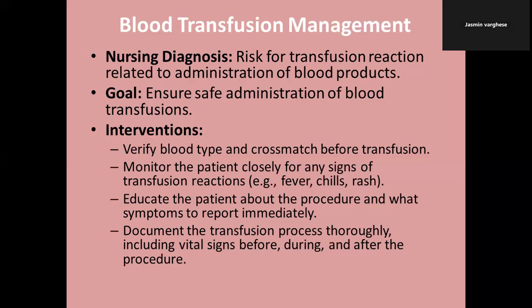Okay, so the nursing diagnosis is risk for transfusion reaction related to administration of blood products. Goal: ensure safe administration of blood transfusion. Intervention: verify blood type and cross match before transfusion. Monitor the patient closely for any signs of transfusion reactions. Educate the patient about the procedure and what symptoms to report immediately. Document the transfusion process thoroughly, including vital signs before, during, and after the procedure.